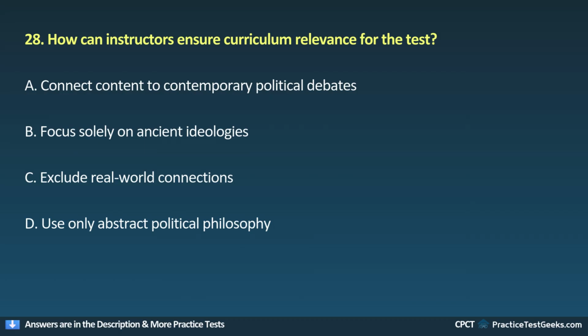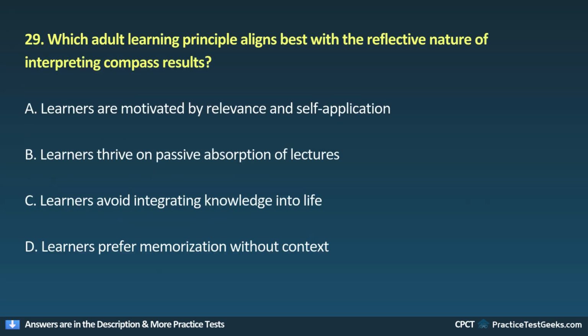28. How can instructors ensure curriculum relevance for the test? A. Connect content to contemporary political debates. B. Focus solely on ancient ideologies. C. Exclude real-world connections. D. Use only abstract political philosophy.